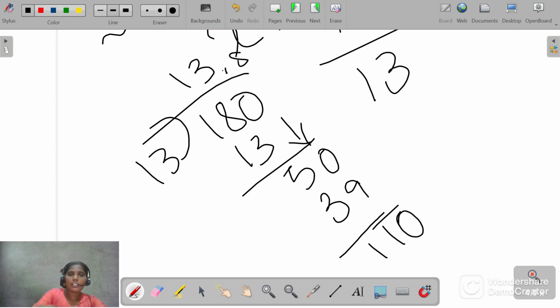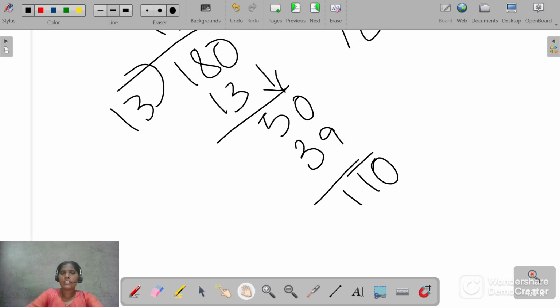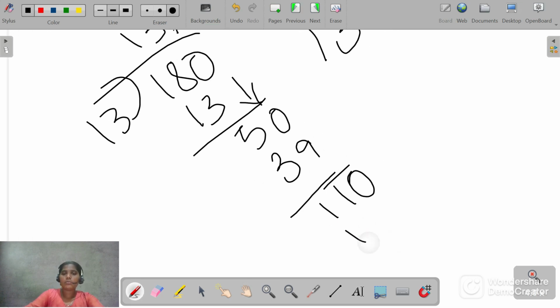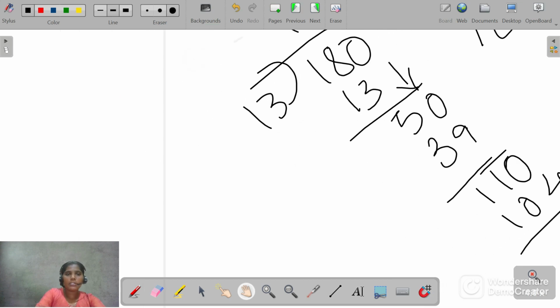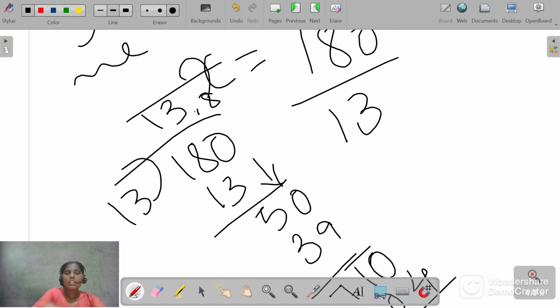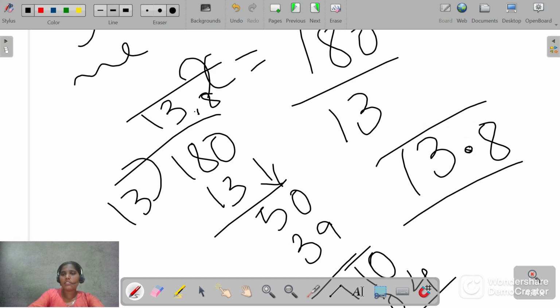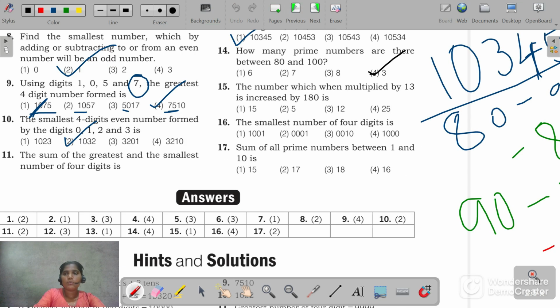Okay, so when we solve this, this will be 104. That will be nearest to 0.8. 13 eights are 104. So that particular answer will be 13.8. We have to search which particular number this is closer to. In this we can go with 15. 12 will be very less, so we can go with 15 here. This will be the answer for that particular question, that is 15.